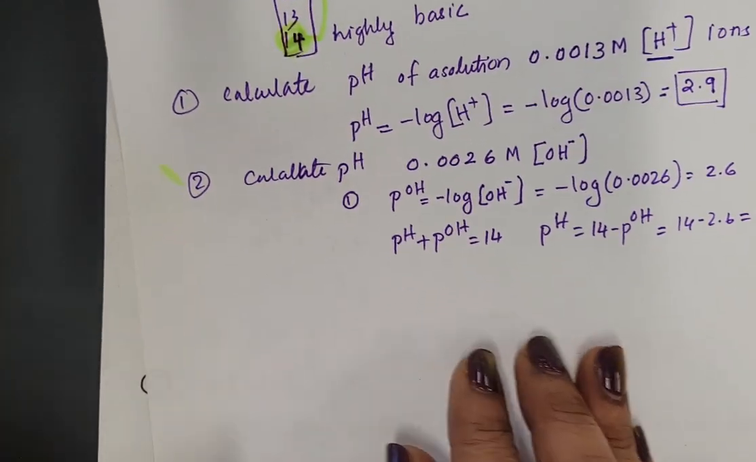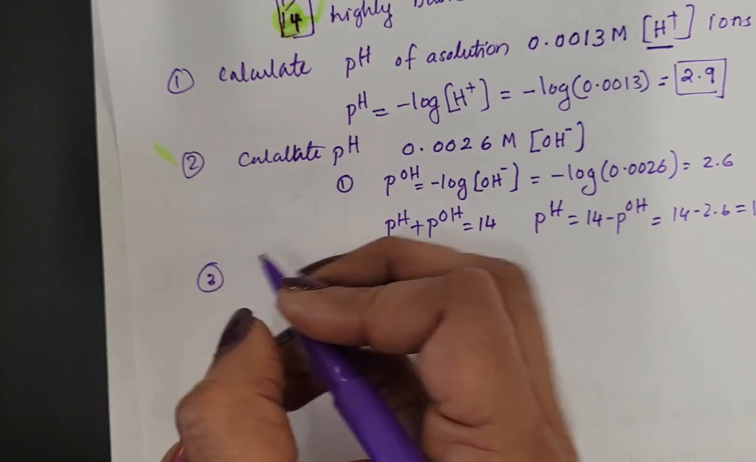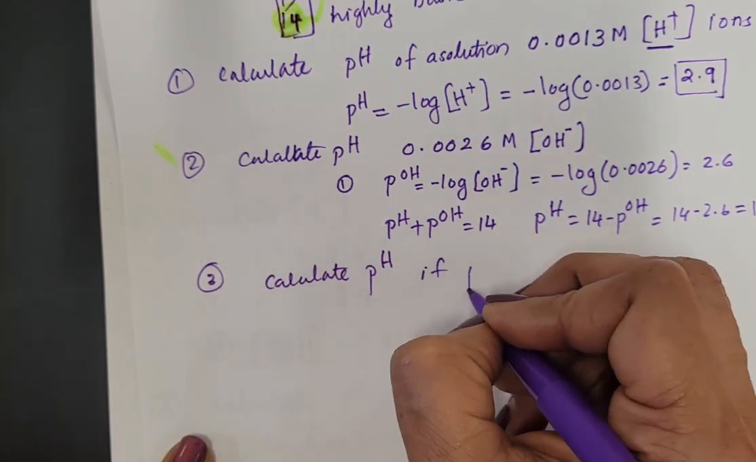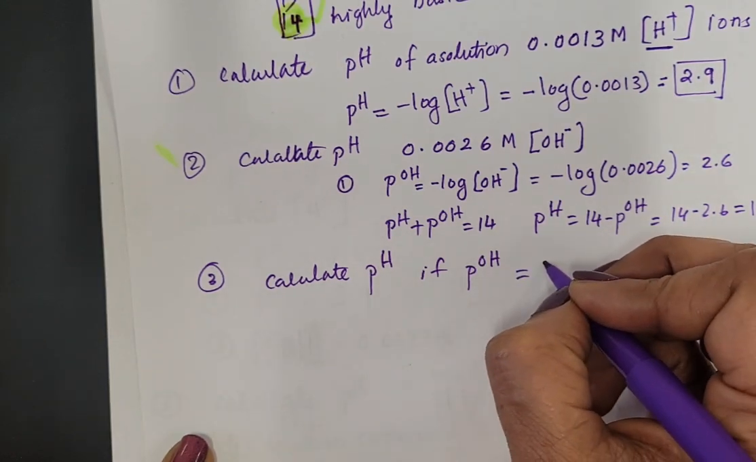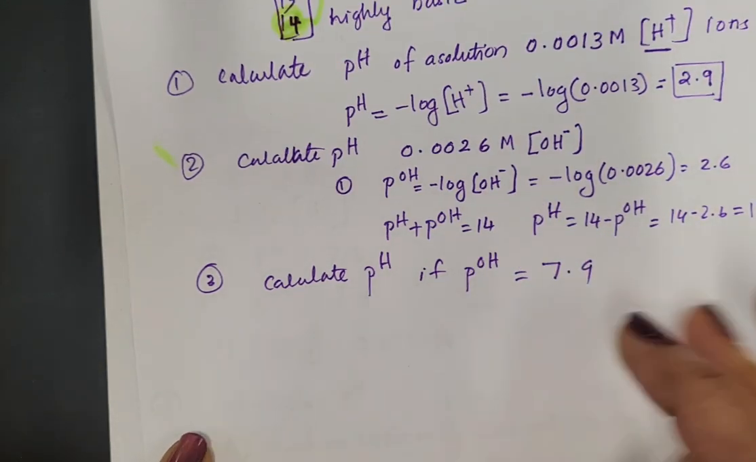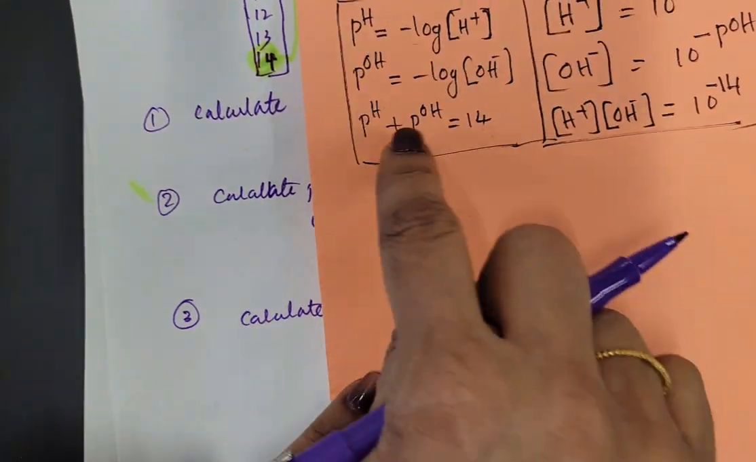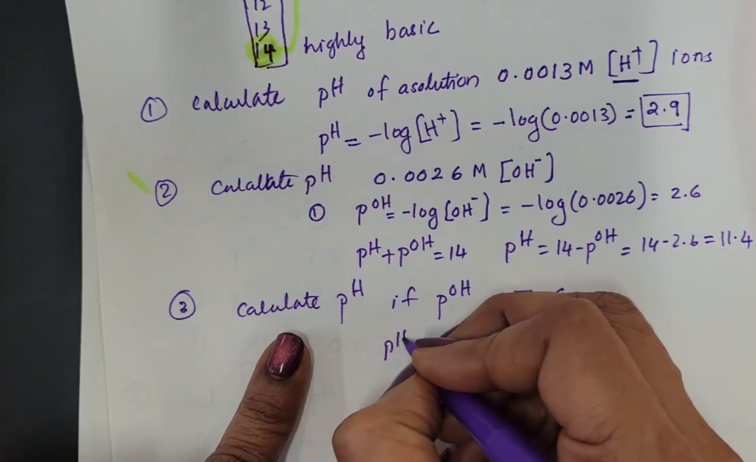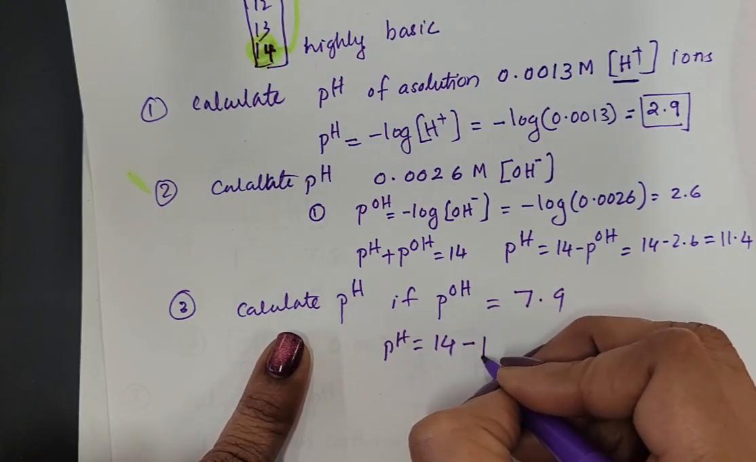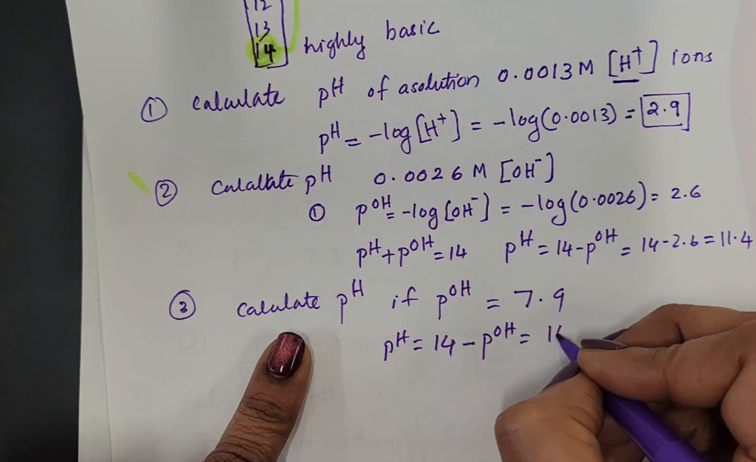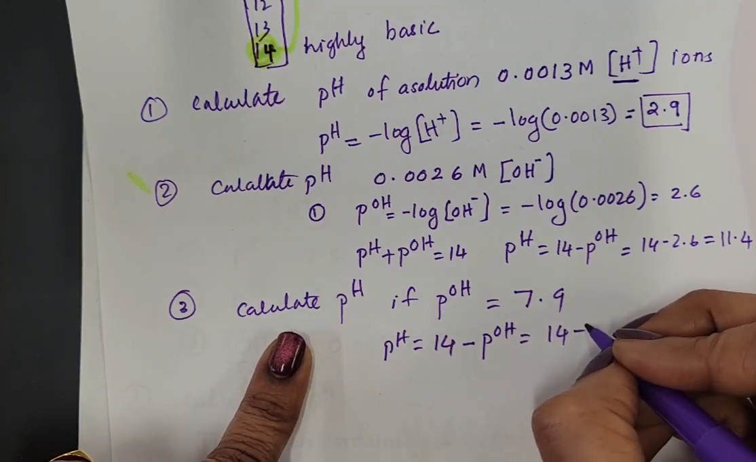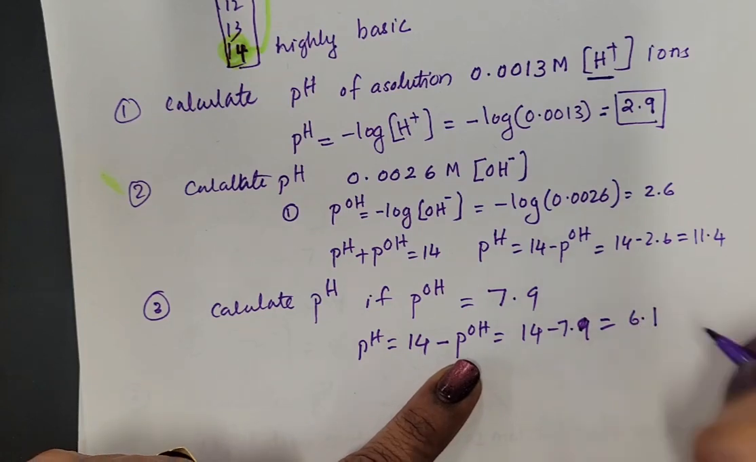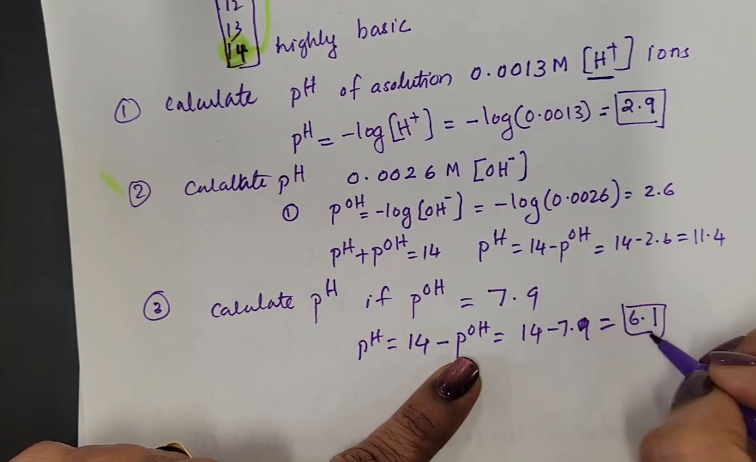Okay. Now there will be a direct question. Calculate pH if pOH is 7.9. Both are given, so that's very easy. You just need to do this equation subtraction, which is what? pH is equal to 14 minus pOH. So you just do 14 minus 7.9, which is 6.1. That is a direct question.